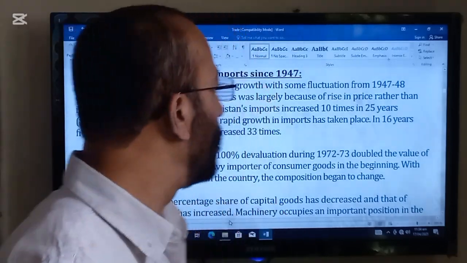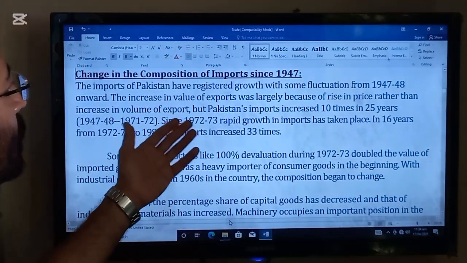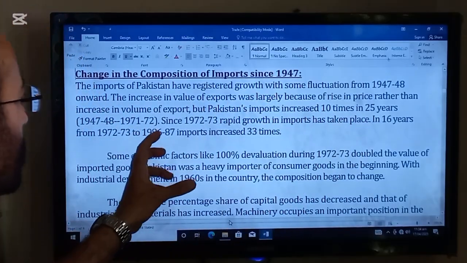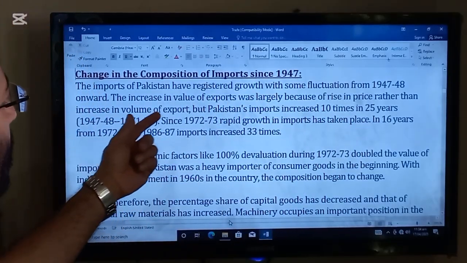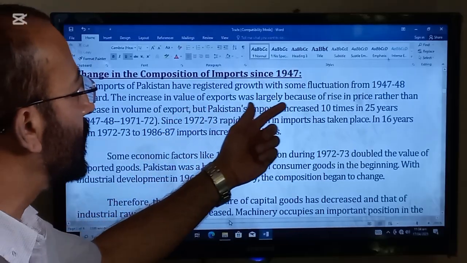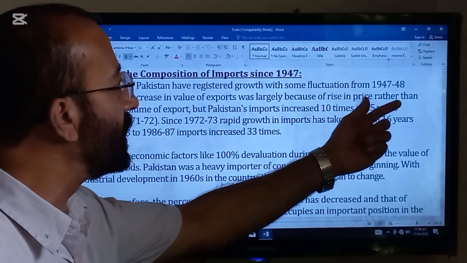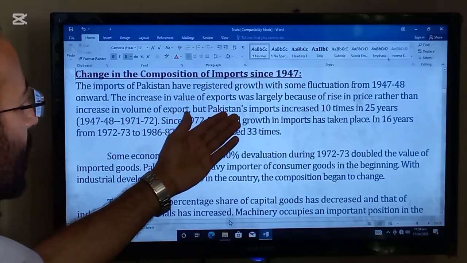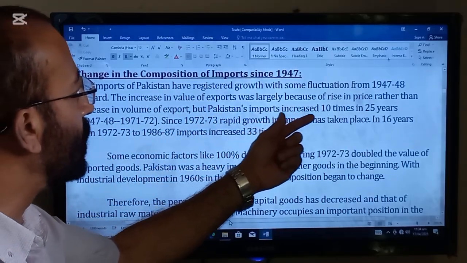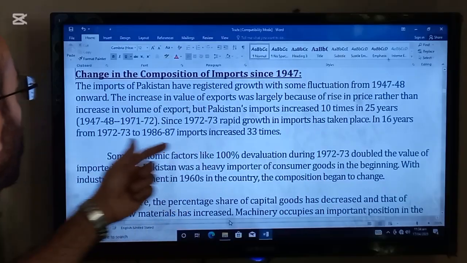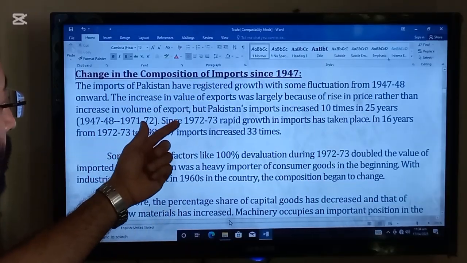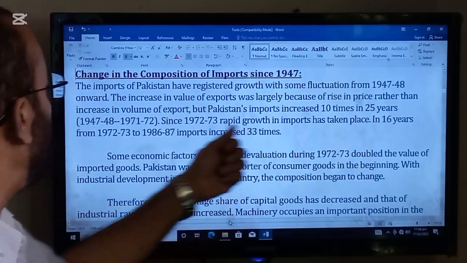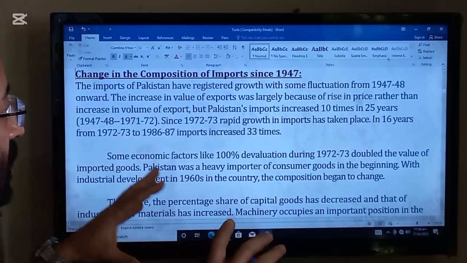Next point in the lecture is the change in the composition of the imports since 1947. So concentrate yourself. The imports of Pakistan have registered growth with some fluctuations from 1947-48 onward. The increase in the value of the exports was largely because of the rise in price rather than increase in the volume of the exports. But Pakistan's imports increased 10 times in 25 years. So this is the major thing.